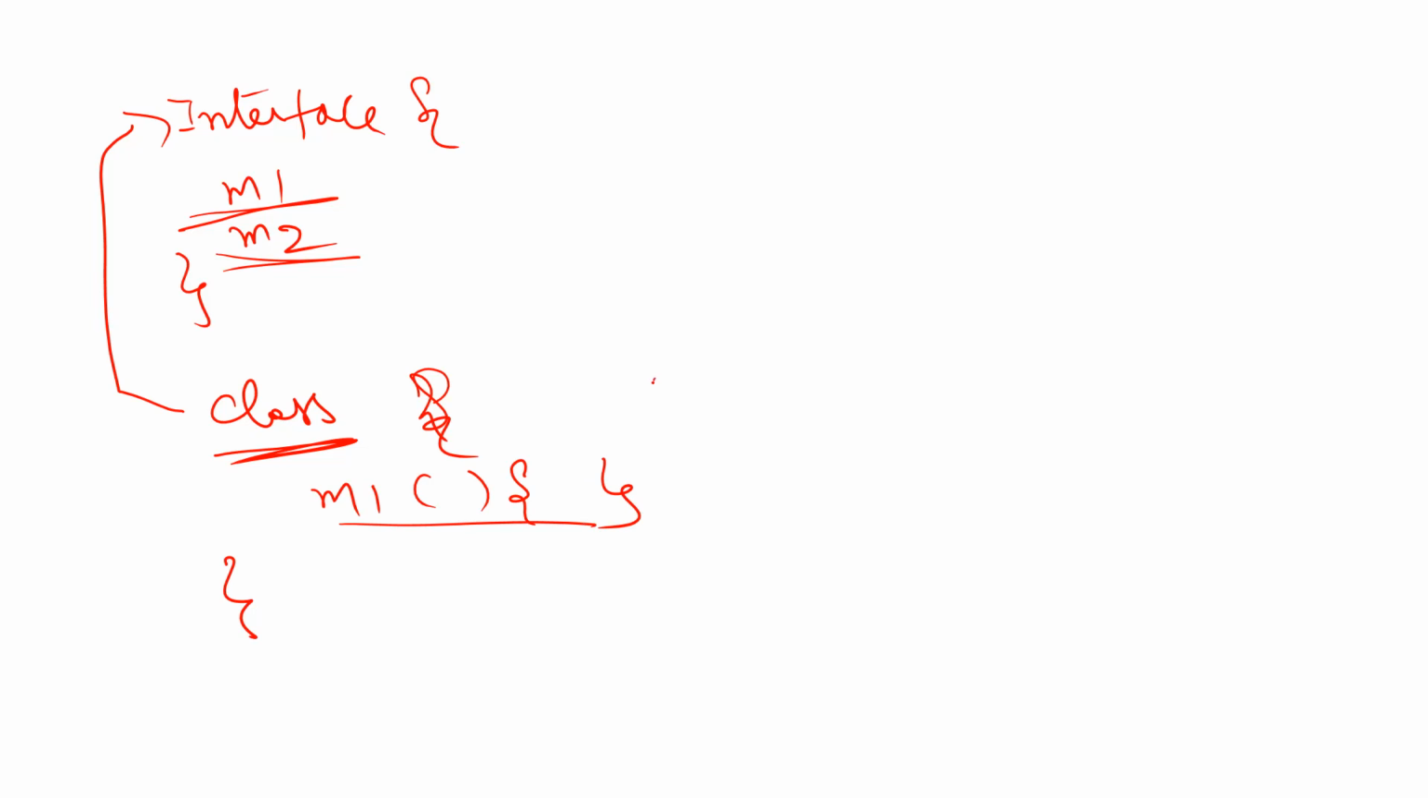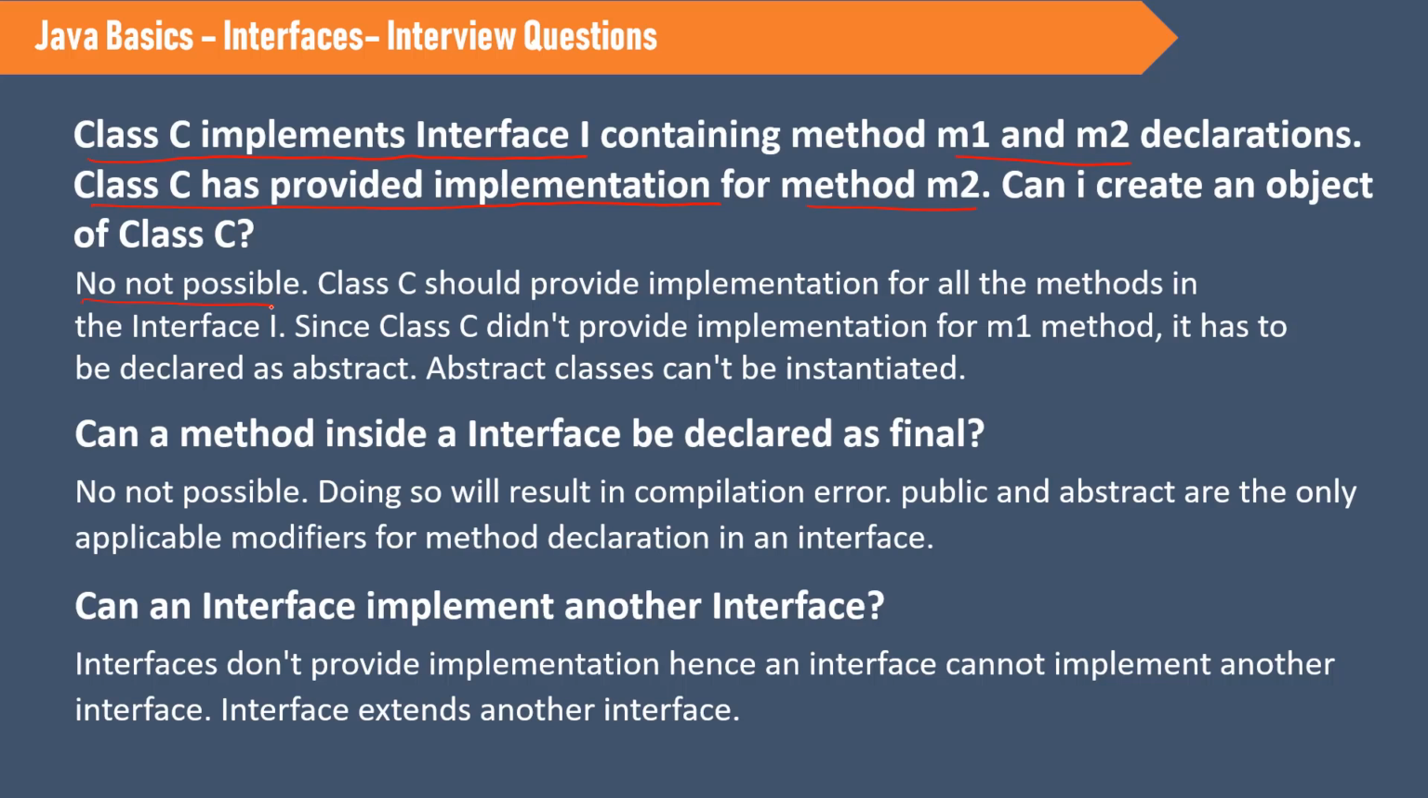So the question is, can we create an object for this class? The answer is no, because when we are implementing an interface, the class should implement all the methods in the interface. So it has to provide an implementation for M2 also, then only we can create an object for this class. So the answer is no, not plausible. Class C should provide implementation for all the methods in the interface. Since class C didn't provide implementation for M1 method, it has to be declared as abstract. Abstract classes can't be instantiated.